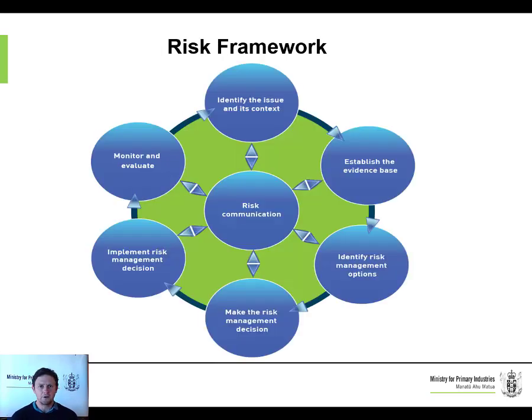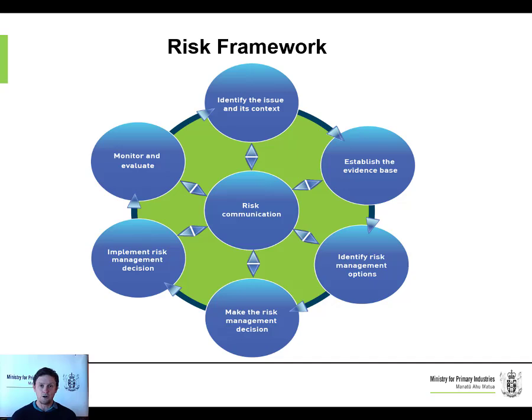Now, when we look at MPI's risk framework, first of all, I just want to put a disclaimer here. Our MPI risk framework, or what we generally call our risk management framework, but for the sake of this module we'll call the risk framework, is currently under review and will be updated in due course. The risk framework is essentially a set of components that provide the foundations and the organisational arrangements for designing, implementing, monitoring, reviewing and continually improving our risk management.